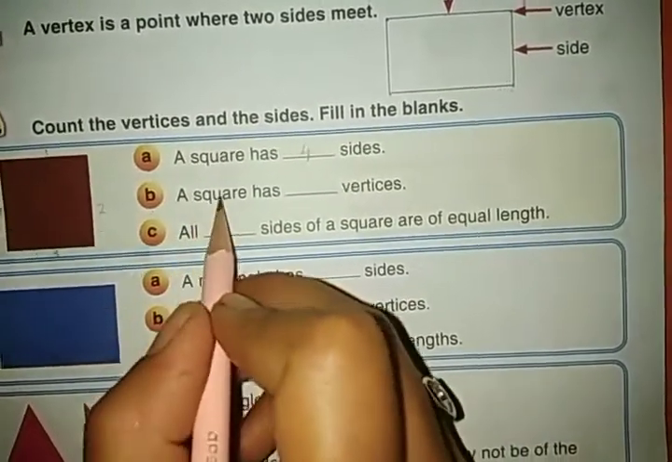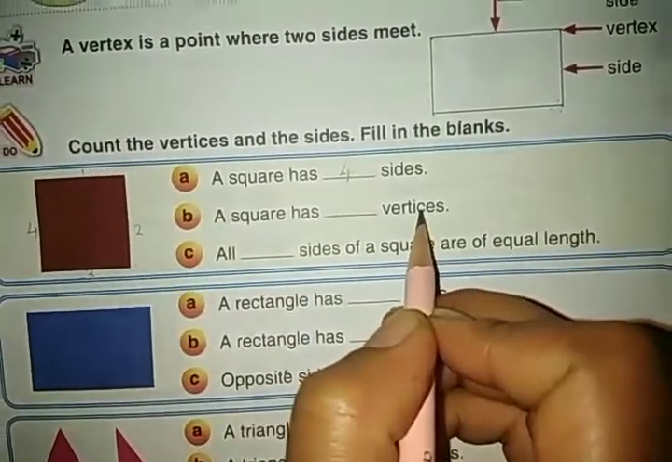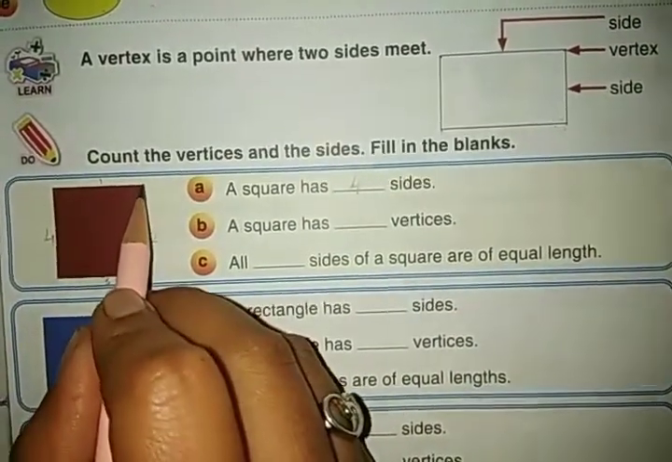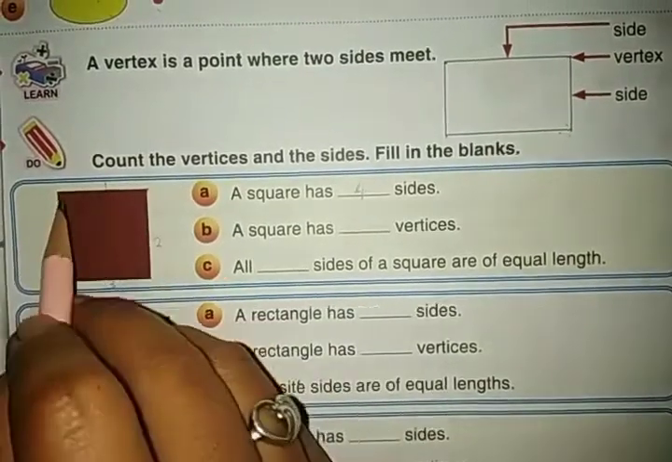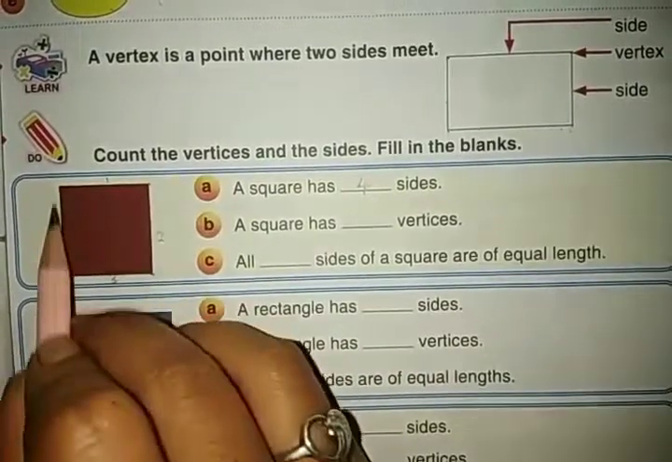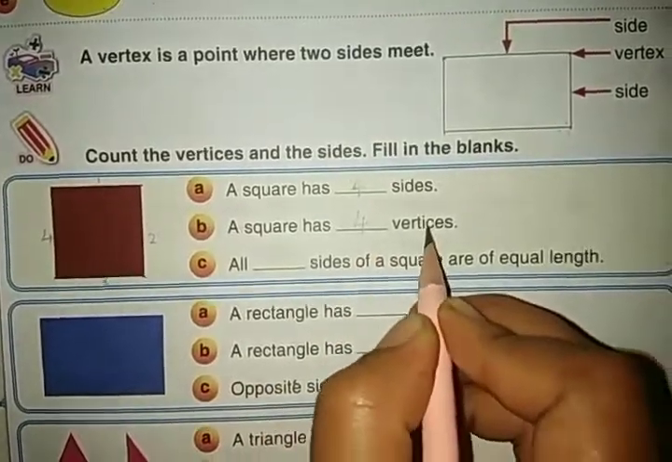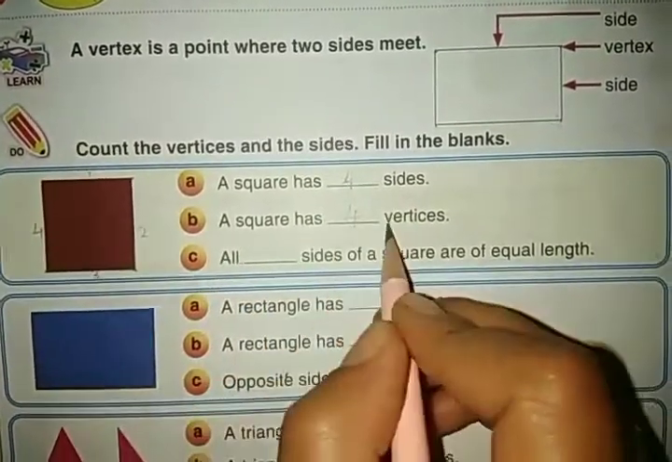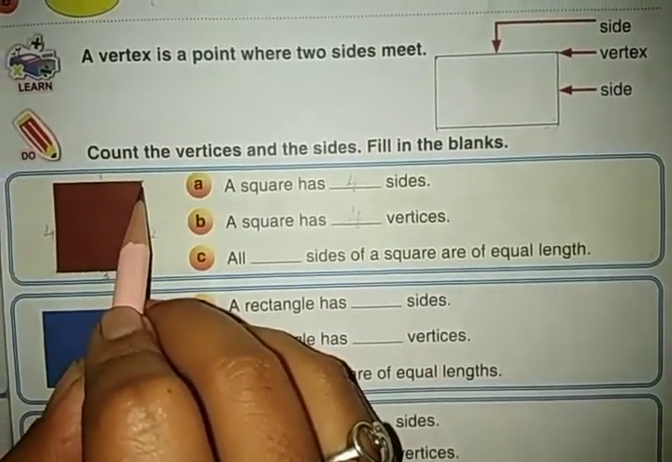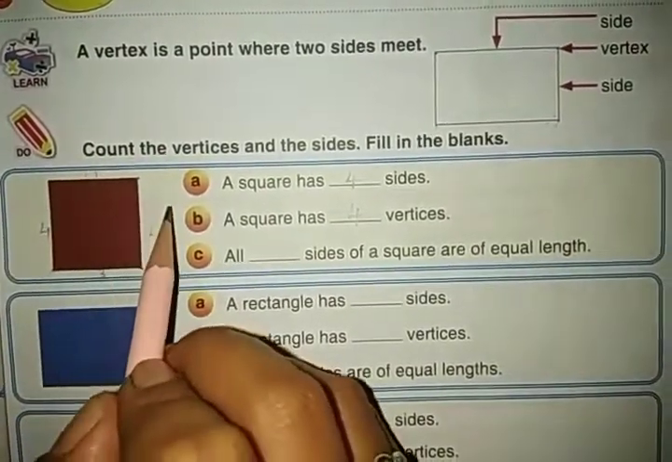Next, B1 is a square has dash vertices. Vertices means the point where 2 lines join. Okay, this is vertex, this is one vertex, this is second, third, and 4. So square has 4 vertices. Okay, it has 4 vertices. A square has 4 sides and 4 vertices. Okay, and the all sides of a square are equal in length. Okay, all the sides are equal in length.